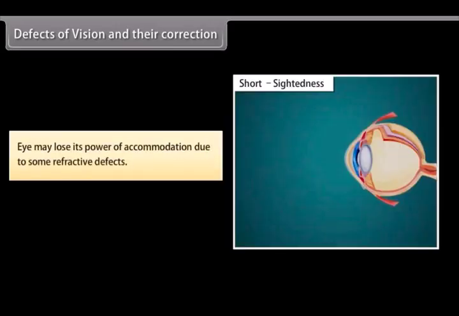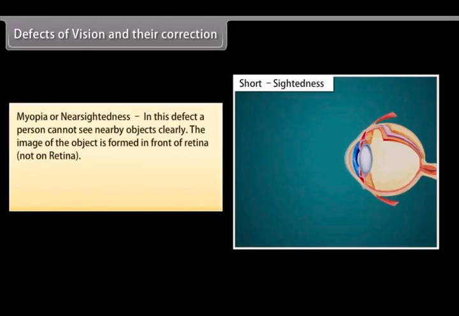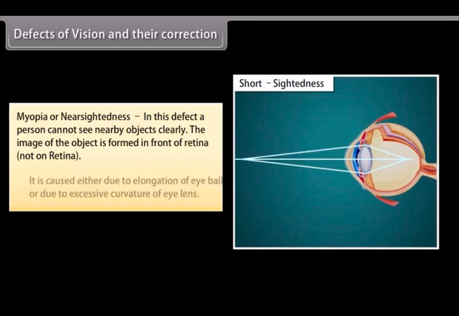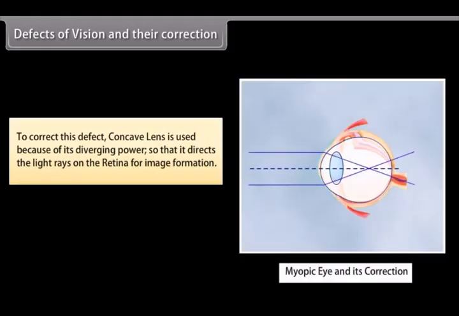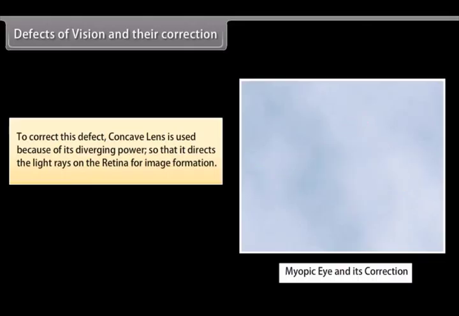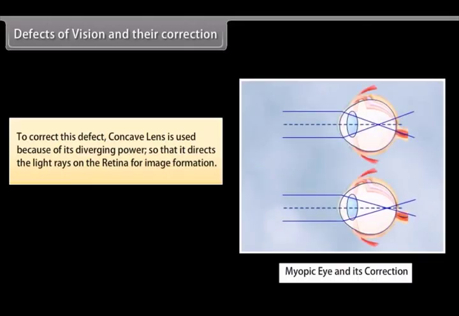Defects of vision and their correction. The eye may lose its power of accommodation due to some refractive defects. There are 3 such defects. Myopia or nearsightedness. In this defect, a person cannot see distant objects clearly. The image of the object is formed in front of the retina. It is caused either due to elongation of the eyeball or due to excessive curvature of the eye lens. To correct this defect, a concave lens is used because of its diverging power, so that it directs the light rays on the retina for image formation.